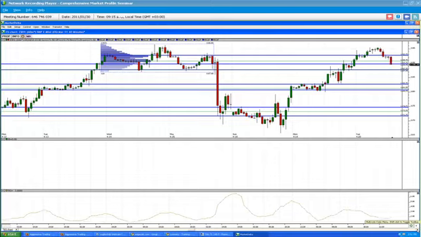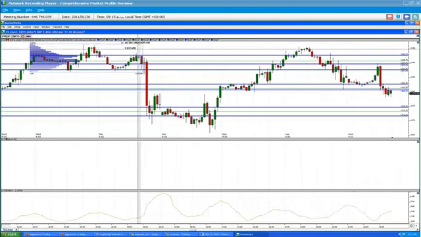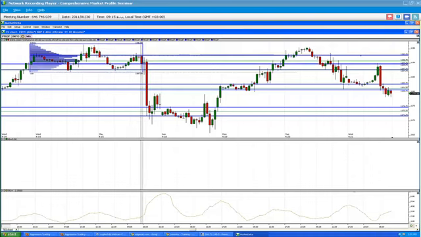Actually, I should get this on 120 minute. I'm not going to do it though because I'm going to lose my spot. But let's just watch this develop.